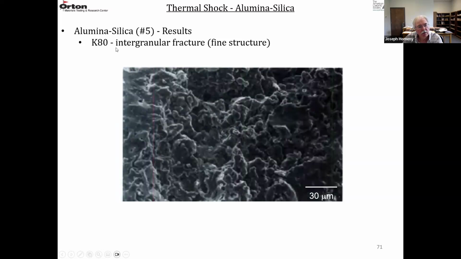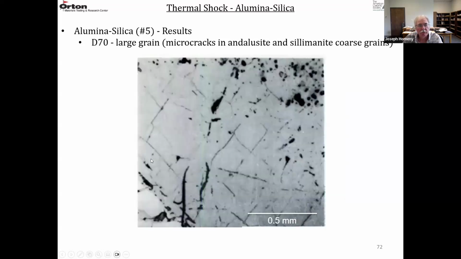The 80% alumina had a much finer microstructure, and now the fracture, instead of being through the coarse grains, was intergranular. So it went around the finer grains. And you don't see the needle-like mullite structure either. So in the lower alumina content, the 70% alumina, the microstructure was coarse with large grains. These were andalusite or sillimanite coarser grains, and they were substantially microcracked.